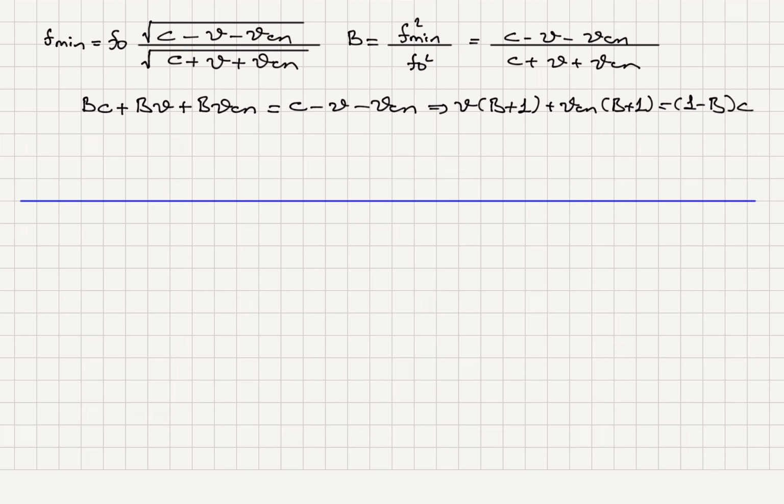So dividing both sides with B plus 1, I will obtain V plus V center of mass is equal to 1 minus B over 1 plus B times C. So let's call this double star equation.